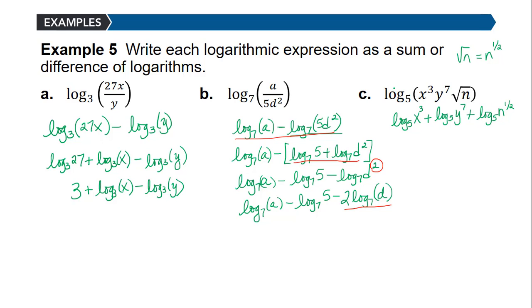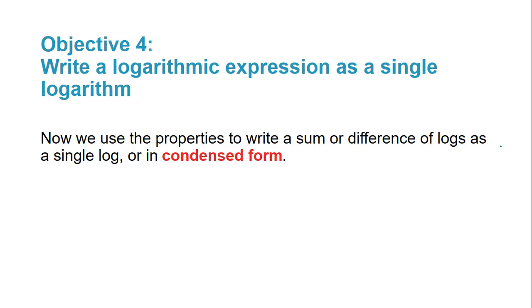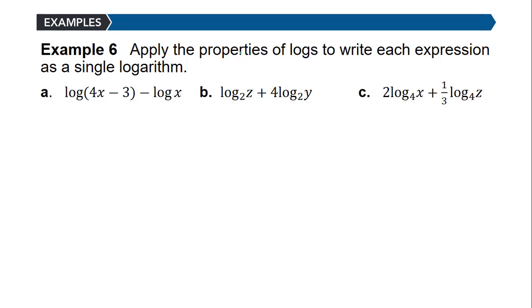So I applied the product rule. Now I need to apply the power rule to each of these because each argument is an exponential expression. I can rewrite this as 3 times the log base 5 of x plus 7 times the log base 5 of y plus 1/2 times the log base 5 of n. Now I'm going to use these properties in the next objective to write a sum or difference of logs as a single log.